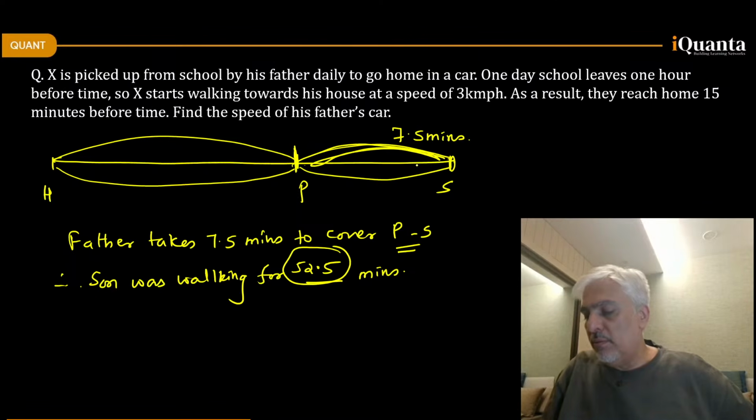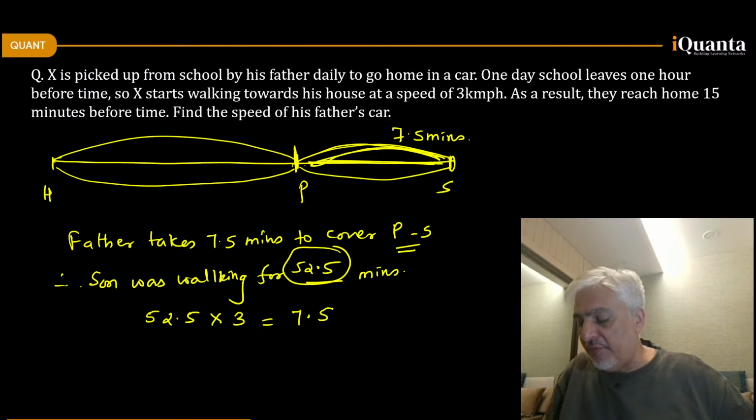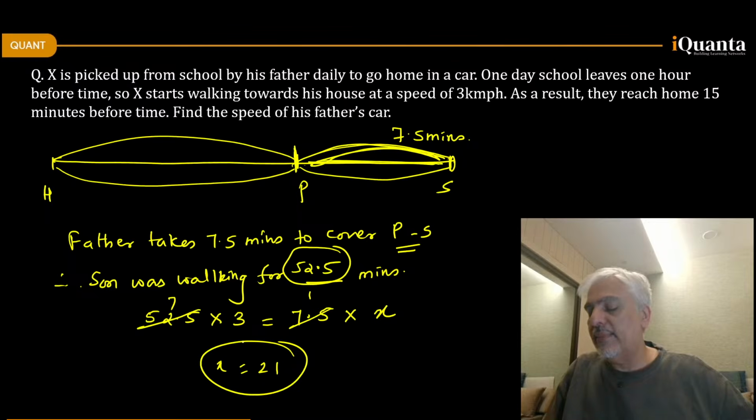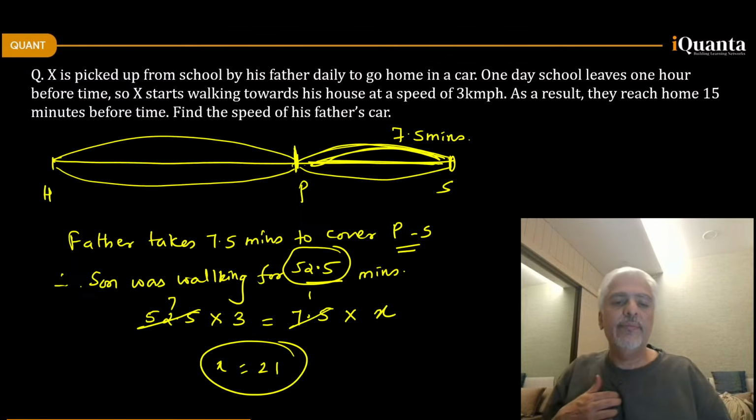Now, for the same distance, son takes 52.5 at a speed of 3. Father takes 7.5 at a speed of x. 7.5 ones are 7.5, sevens are 52.5. So x is 21. That's the answer. Very, very nice question. I think it's one of the best questions of time, speed, distance.